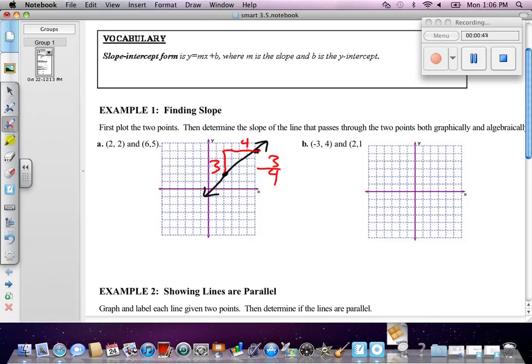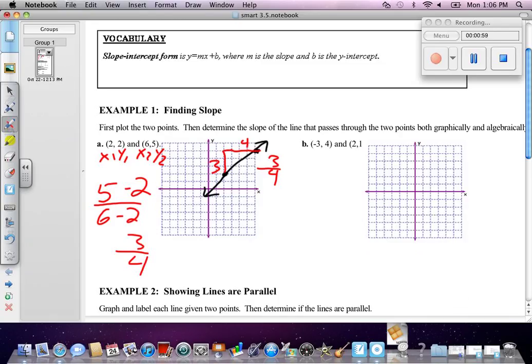Now we're going to do it algebraically. This is x1, y1, x2, y2. 5 minus 2 over 6 minus 2. 5 minus 2 is 3. 6 minus 2 is 4.